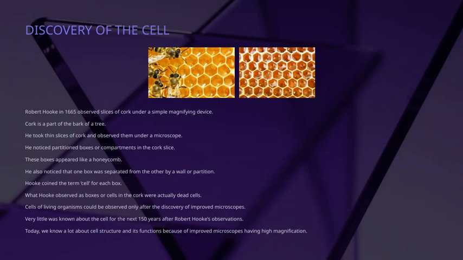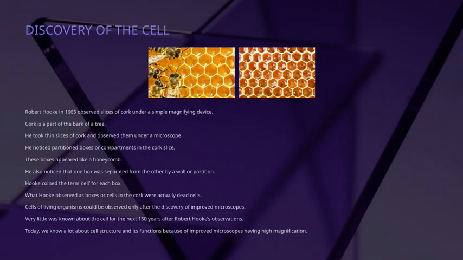In 1665, Robert Hooke made a groundbreaking observation when he looked at slices of cork through a simple microscope. Now, cork is actually a part of the bark of a tree, and what he did was take very thin slices of it to examine more closely. When he looked at these slices, he noticed that they were made up of tiny, partitioned boxes or compartments. These boxes looked a lot like a honeycomb pattern.